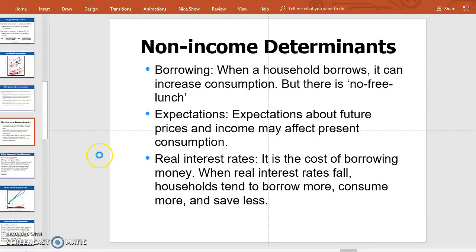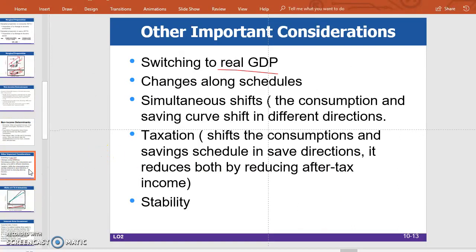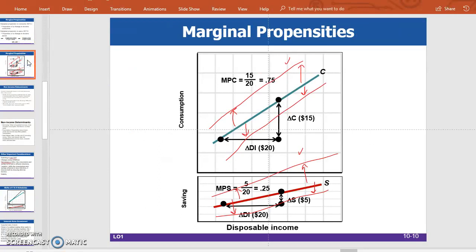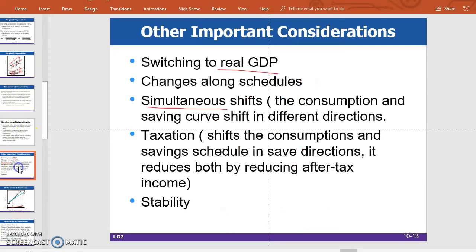Okay. And next is this, we consider this simultaneous shift. This simultaneous shift is telling us what? The consumption and saving curves shift in different directions. As we have said before, if you consume more out of a given level of income, you save less. As a result, there will be a simultaneous shift in both the consumption and savings curves. When one goes up, the other will go down, and vice versa, right?